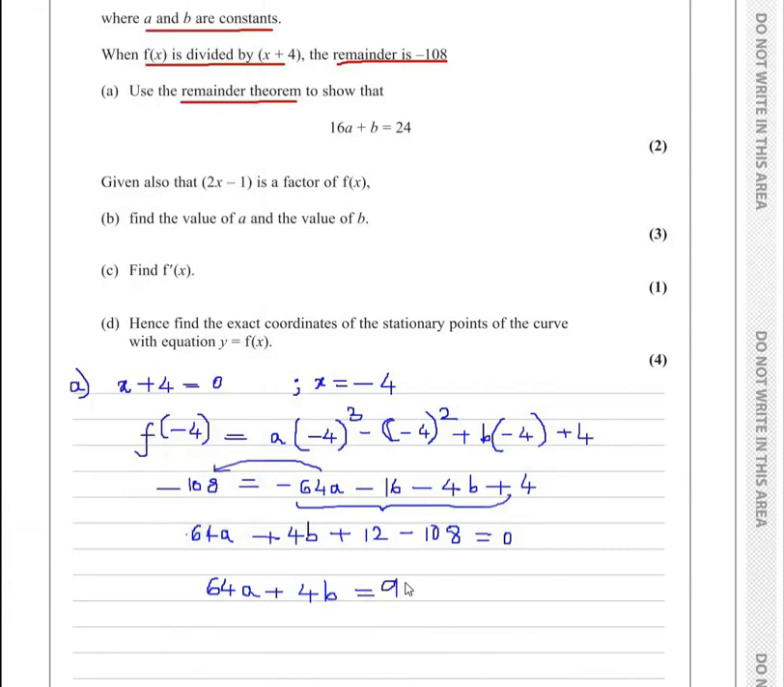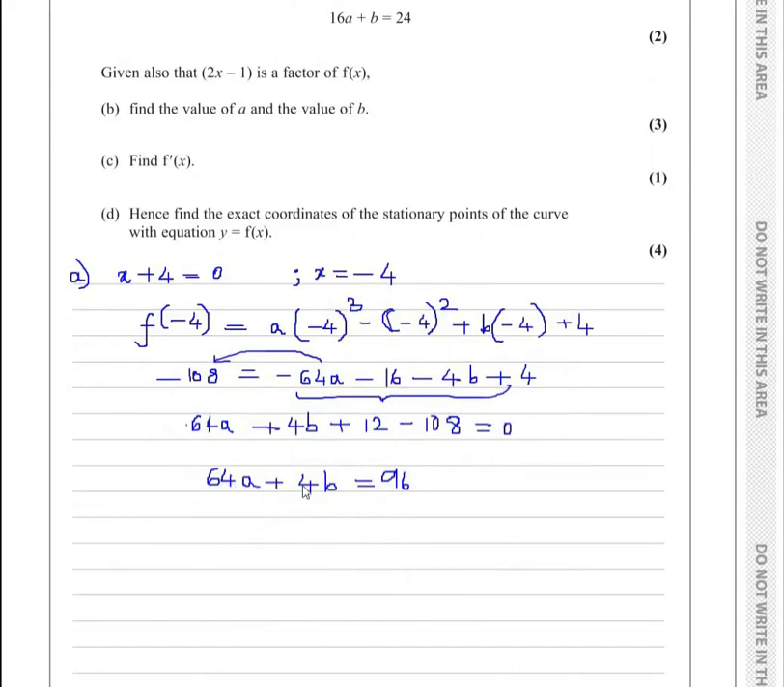It becomes positive 96. All these terms are divisible by 4, so let me divide every number by 4. That gives us 16a, since 64 over 4 is 16. So 16a plus b is equal to 24. Yes, so we get 24.